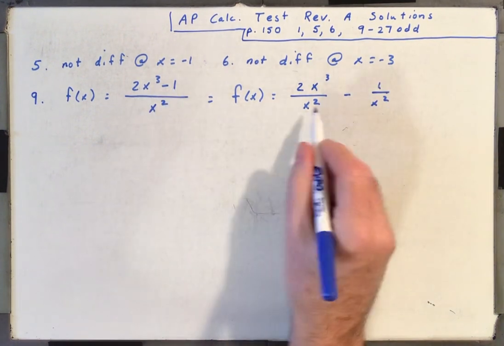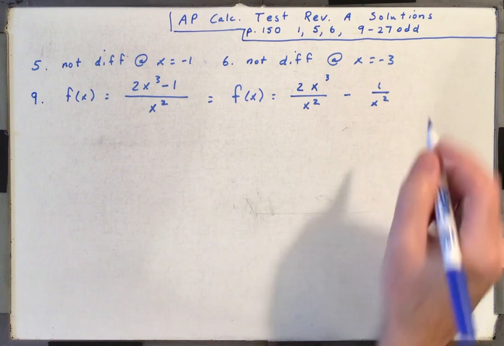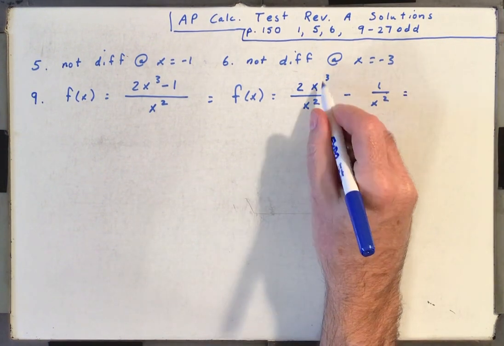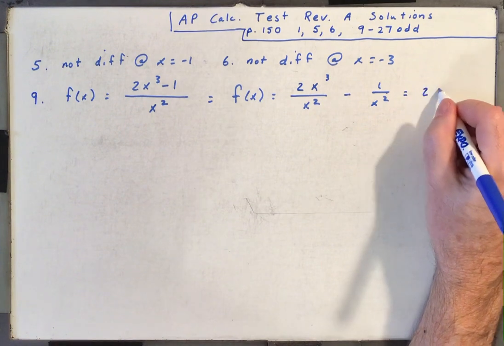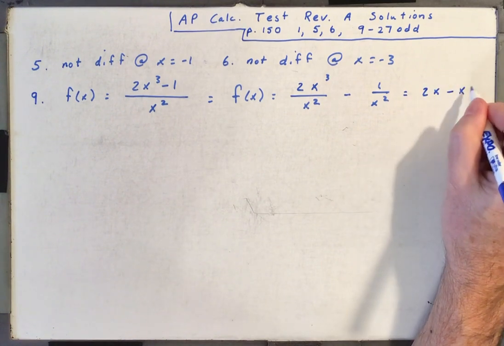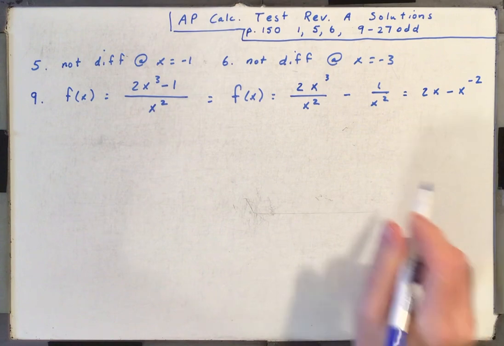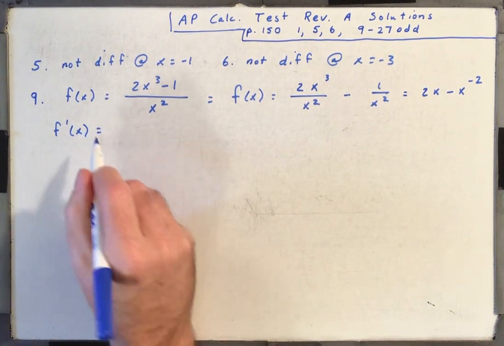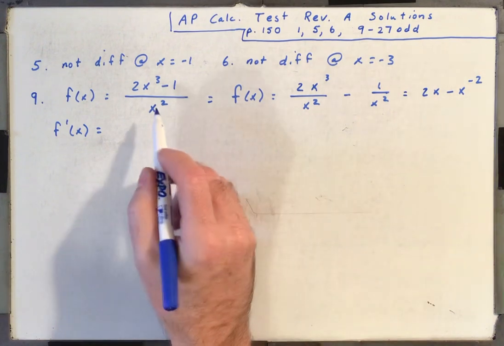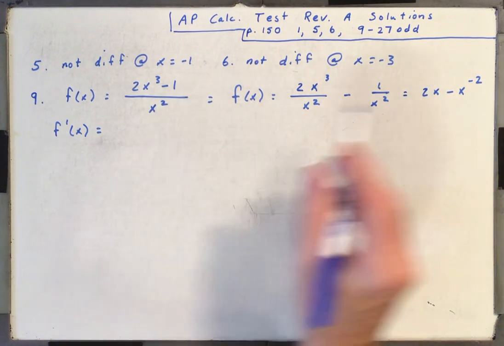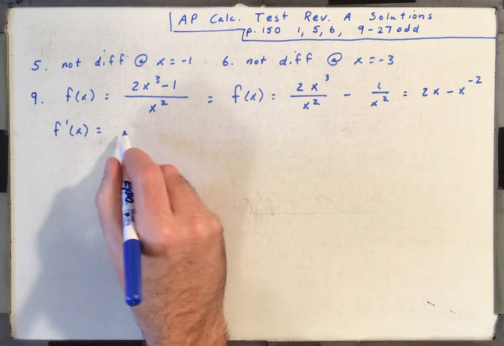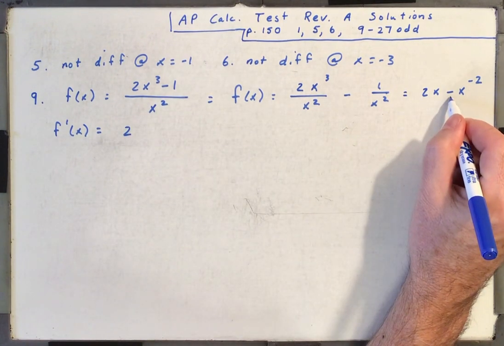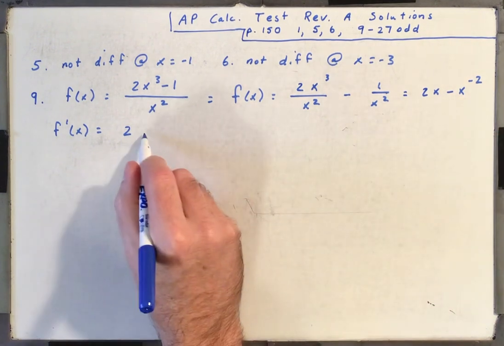Split those terms in the numerator up, and that's going to equal x cubed over x squared. The x squareds cancel. That's just going to be 2x minus x to the minus 2. And now I can use the power rule on that. So much easier to use the power rule than the quotient rule. All right, so the derivative of 2x would be 2. Negative 2, bring that times negative 1, so plus x to the minus 3.